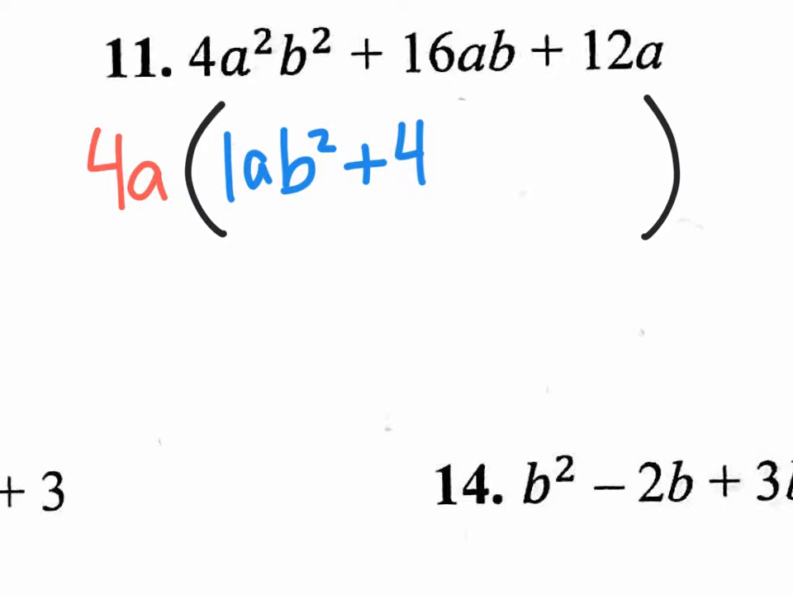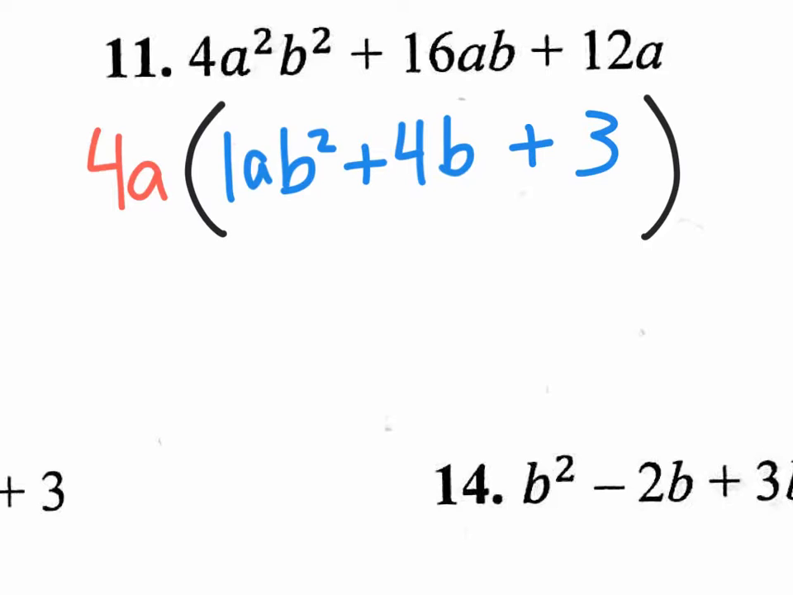And I also need a B up here in my answer, so I better put a B right here. Does that make sense? Okay. And the last one, 4A times what will give me a 12A? Positive 3. There you go. And we're done. That's factoring out the GCF.